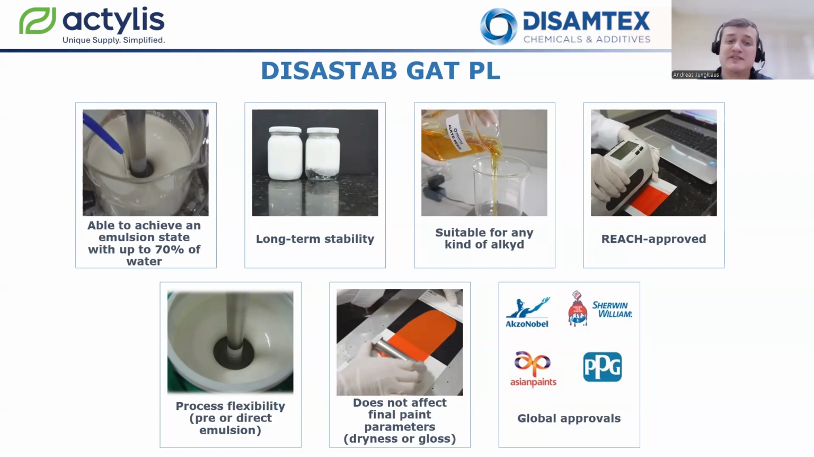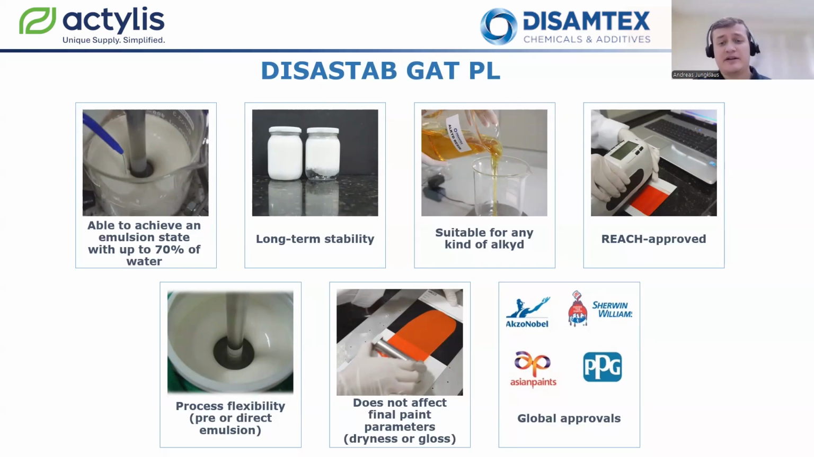Secondly, its long-term stability. GATPL ensures the emulsion remains homogeneous over time without separation, which is a crucial property for shelf life and performance. A third advantage is its universal alkyd compatibility. That's what I meant by versatility in the previous slide. So that means it's suitable for any kind of alkyd. The product is versatile, compatible with various alkyd resins, simplifying inventory and formulation development.